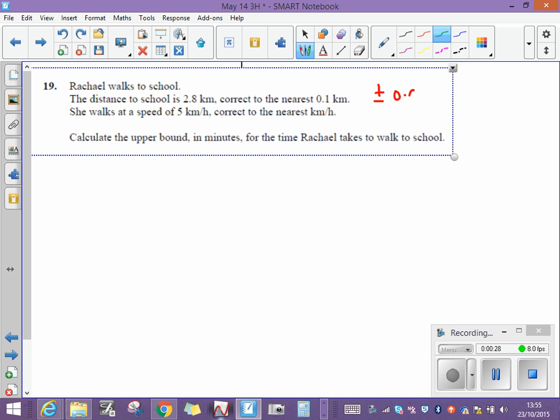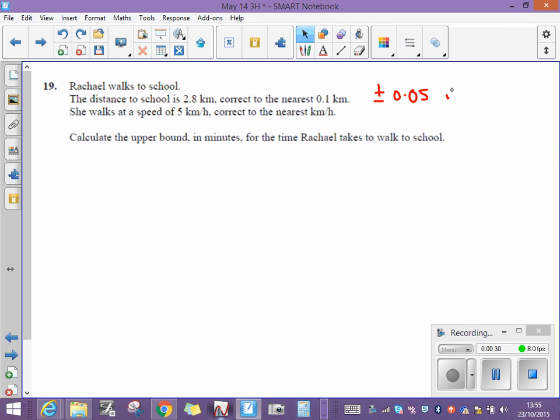which is 0.05 kilometers. Okay, she walks at 5 kilometers per hour, and that's correct to the nearest kilometer per hour, correct to the nearest one. So we're going to add and subtract half of 1, which is 0.5 kilometers per hour. Very important to realize that if you're going to do a calculation using those, the first thing you need to do is have upper and lower bounds for the quantities that you're given.